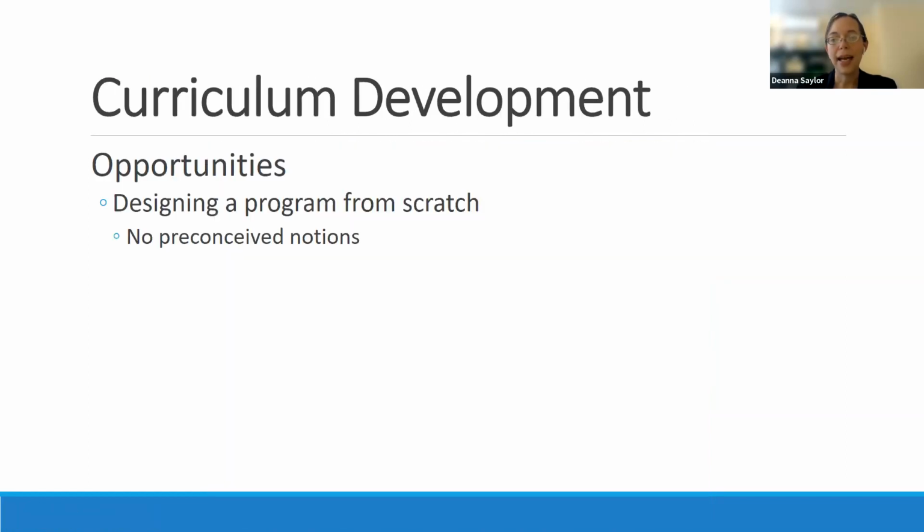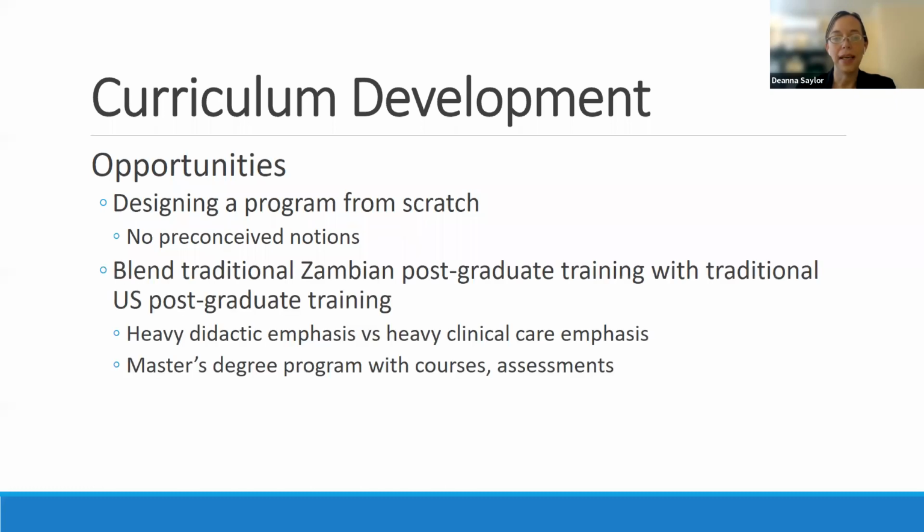And when I was designing the curriculum for our new neurology training program, there were really a lot of opportunities that I thought were quite unique. So the first thing was that I was designing a training program from scratch in a country that had never had a neurology training program before. And so there were really no preconceived notions about what neurology training was supposed to look like. This meant that I got to think about my own training and what I liked and what I didn't like and try to improve on that.